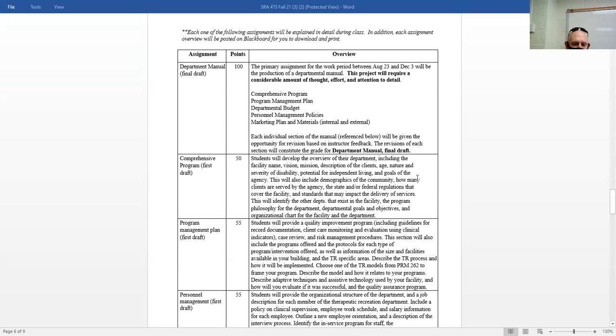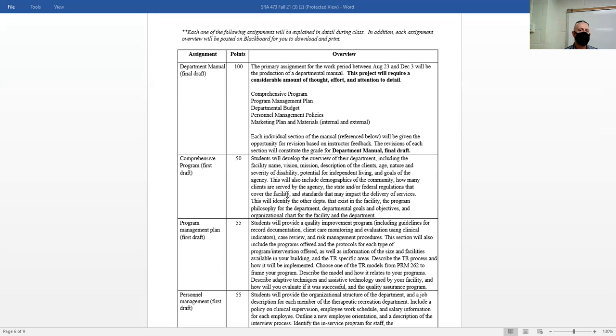What kind of state or federal regulations might cover the facility. That would be looking up things like, if you're in a hospital setting, the Joint Commission on Accreditation of Healthcare Organizations, JCAHO. There are different ones, I call them the watchdogs. Who's going to check up on your facility, depending on what type of facility you have? You need to look up who would be overseeing this.